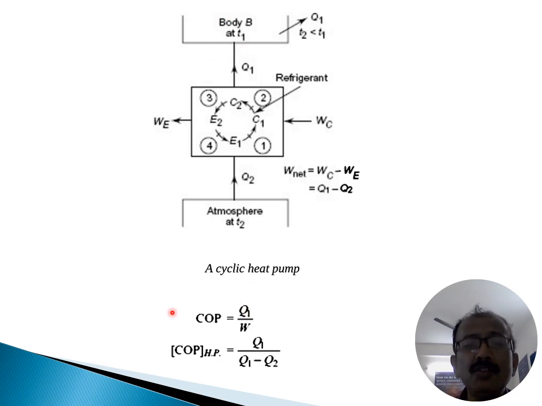So here COP is nothing but the desired effect by work input. Here the desired effect is Q1, which means we are maintaining the body temperature T1, and W is the work supplied or work input. So the COP of a heat pump is nothing but Q1 by Q1 minus Q2.